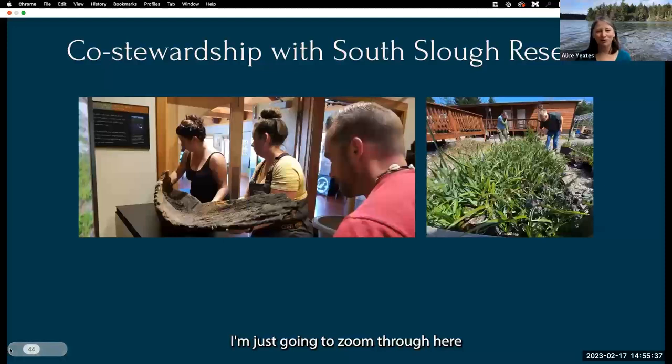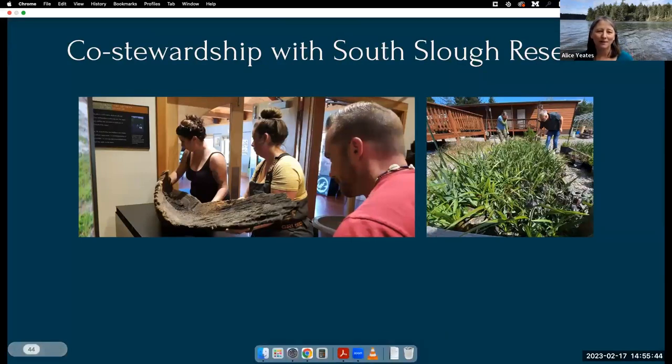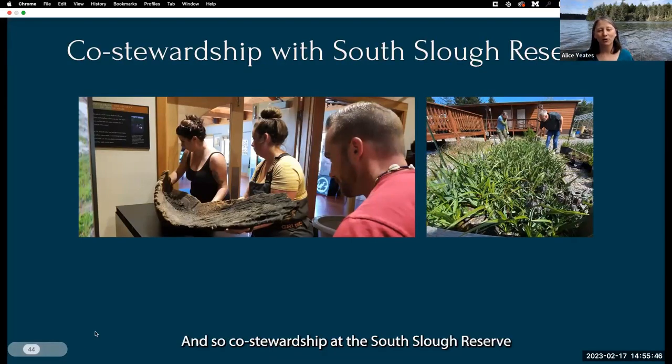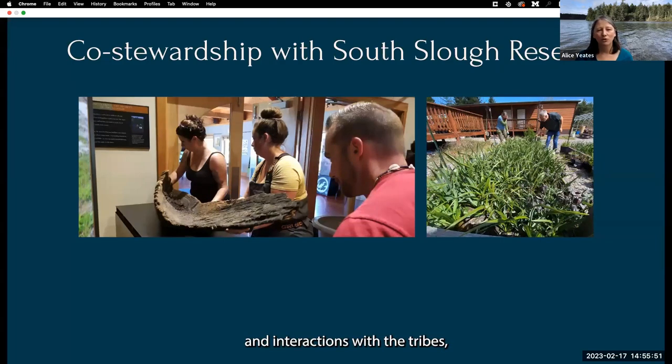I'm just going to zoom through here and give some very local, specific examples. Coast stewardship at the South Slough Reserve and interactions with the tribes happen in all of our programs: education, research, stewardship, coastal training programs. We have MOUs, we have representatives on our commission. And I'm not going to talk about any of that. I'm going to talk about plants because I love plants. So you can skip to the next slide here.